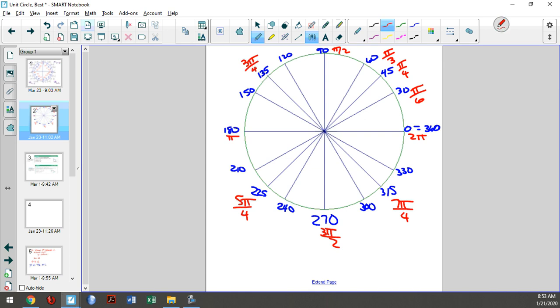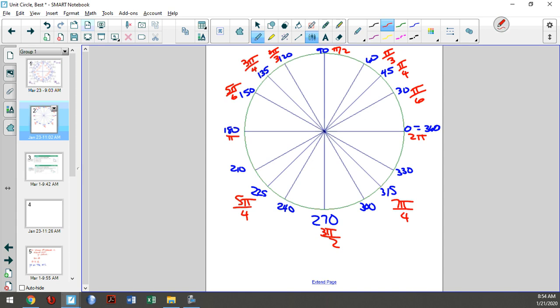So 2/6 plus 1/6 is 3/6. What does 3/6 reduce down to? Pi over 2. So 3/6 plus 1/6 is 4/6. What does 4 over 6 reduce down to? So this is 2 pi over 3. So that's 4 pi over 6, right? So 4 pi over 6 plus 1/6 gives me 5 pi over 6.